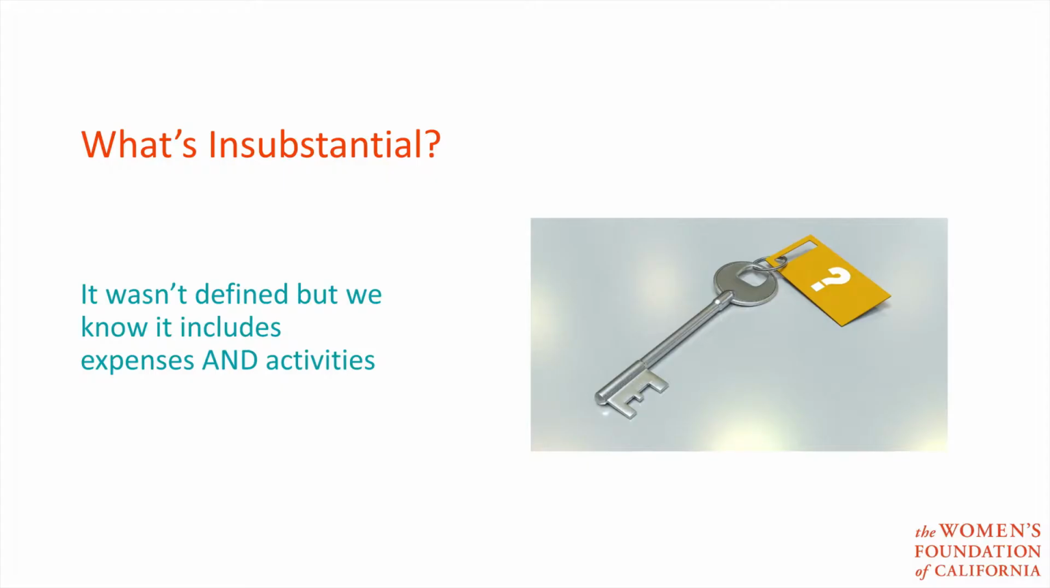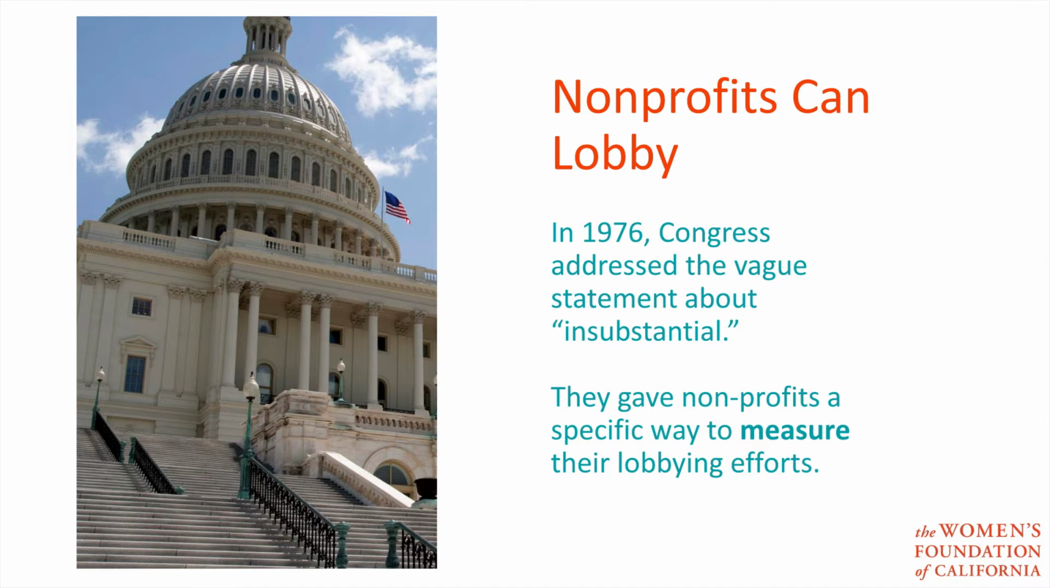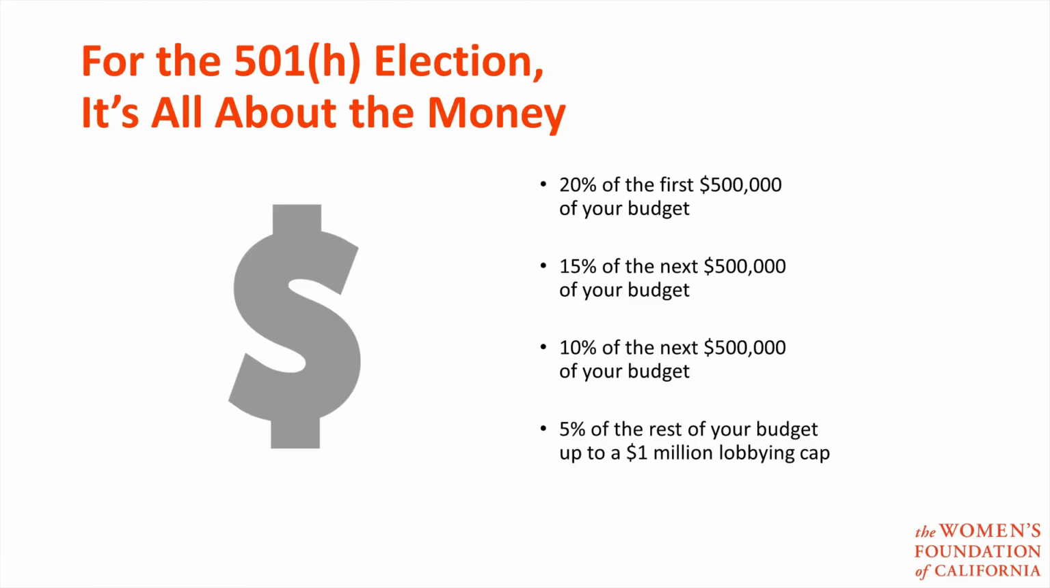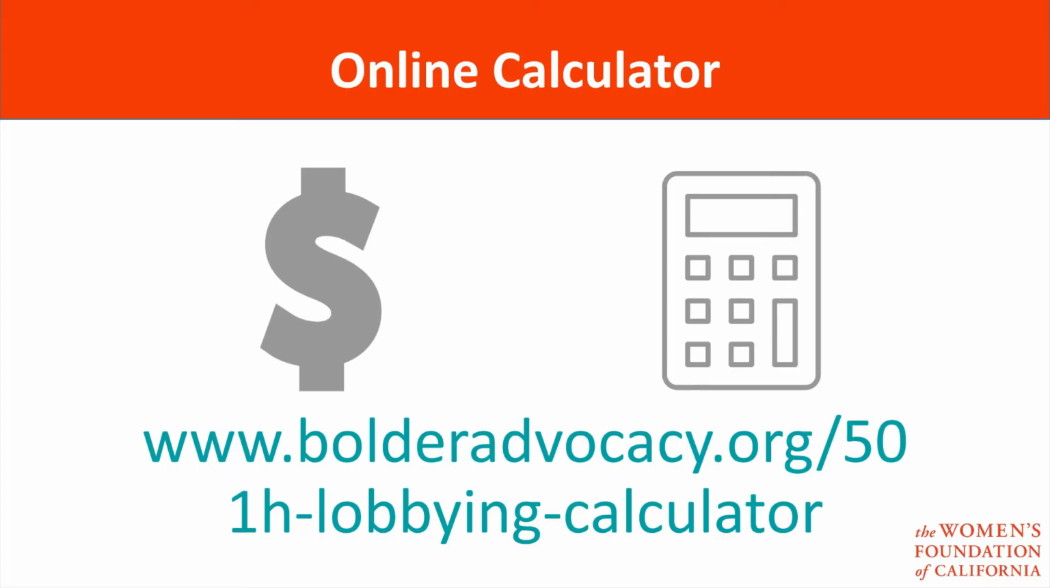And the insubstantial part test includes activities as well as expenses. So all those volunteers that you get to go to a lobby day, those count towards insubstantial. A better law came in 1976 when Congress created a new way for nonprofits to measure their lobbying limit by setting specific percentages of the organization's budget that can be spent on lobbying. There are 4 percentages applied to each $500,000 segment of your budget. And nothing else counts. No volunteers, no free activities, just expenses, including staff time. But don't worry, if math isn't your thing, there are online spreadsheets that'll help you figure out your lobbying limit.